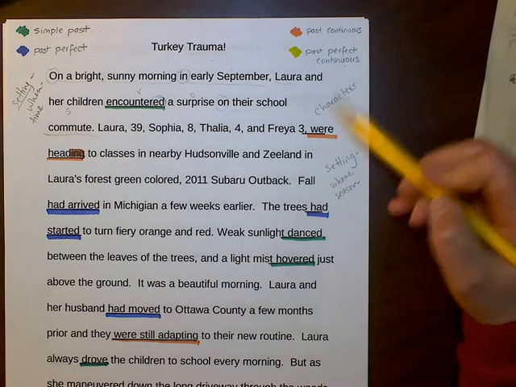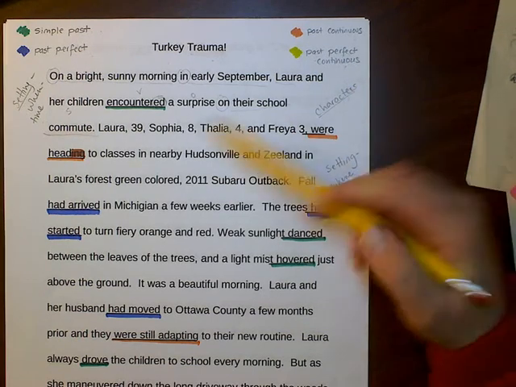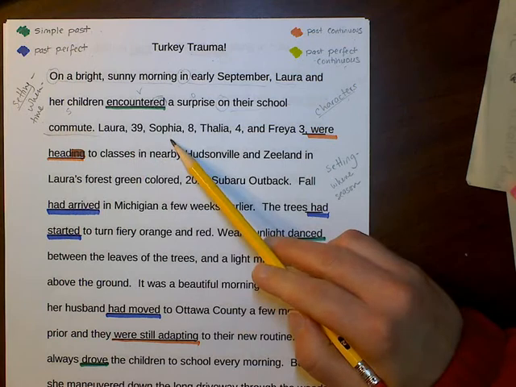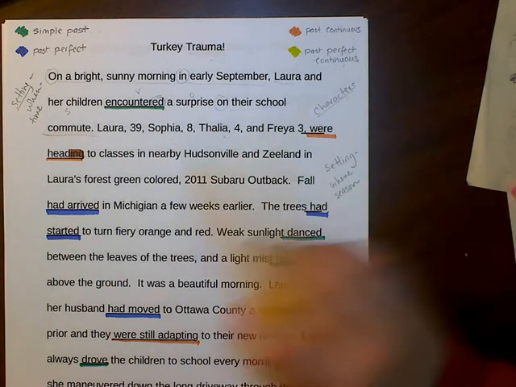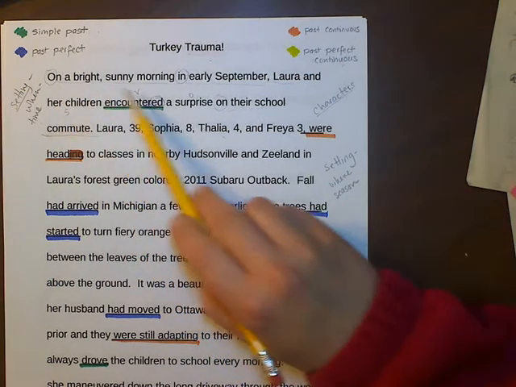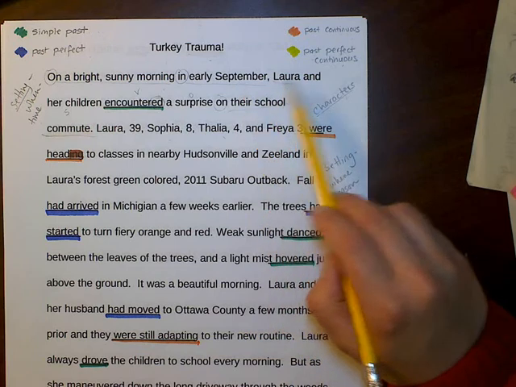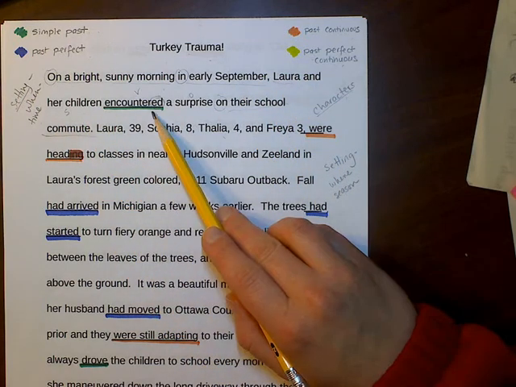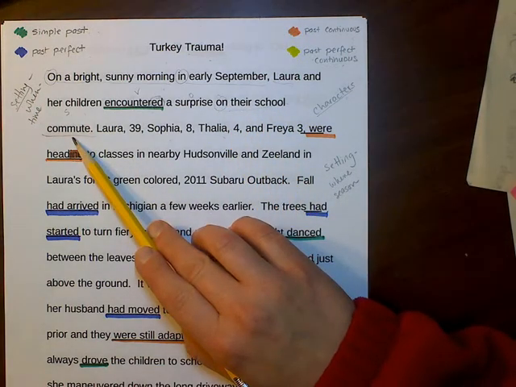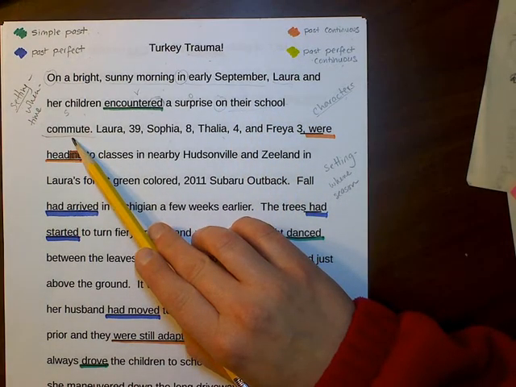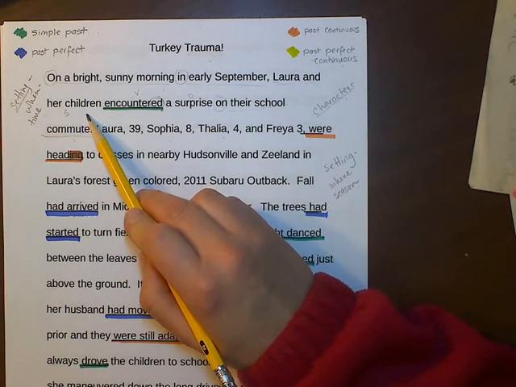We also want to introduce the characters in the introduction. So in my story, the characters are people you know: Laura, Sophia, Talia, and Freya. Okay, here we go. So, sentence 1. On a bright, sunny morning in early September, Laura and her children encountered a surprise on their school commute. Commute is a journey to work or school. So here my subject is Laura and her children. That's my subject. What did they do?